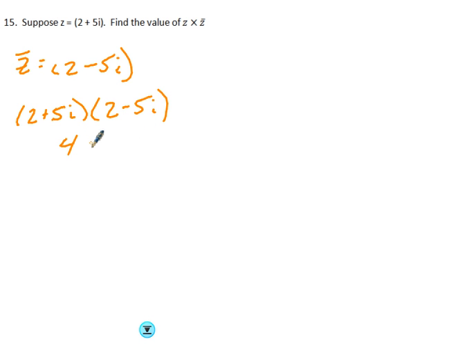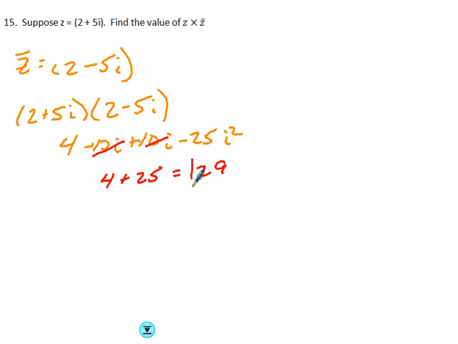2 times 2 is 4, 2 times negative 5i is negative 10i, 5i times 2 is positive 10i, and 5i times negative 5i is negative 25i squared. Combining like terms, your negative 10i and positive 10i cancel out. i squared is negative 1, times a negative 25 is a positive 25. So we have 4 plus 25, which is 29. That's what we get when we multiply z with its complex conjugate, z bar.